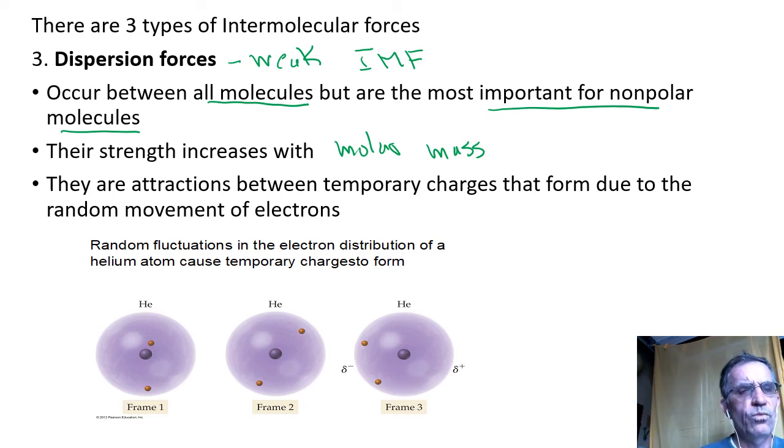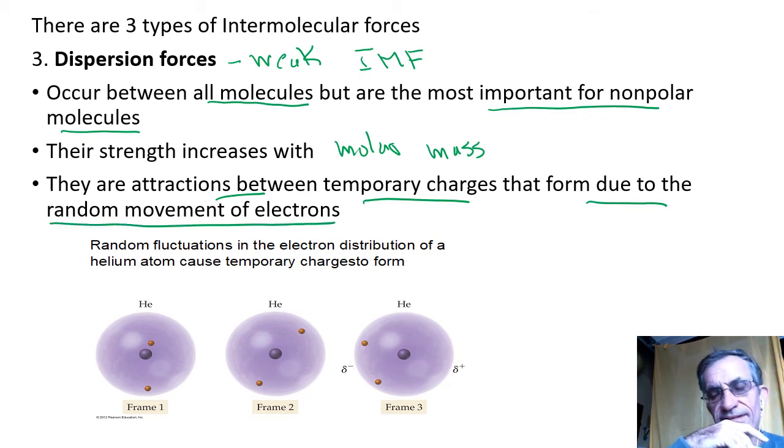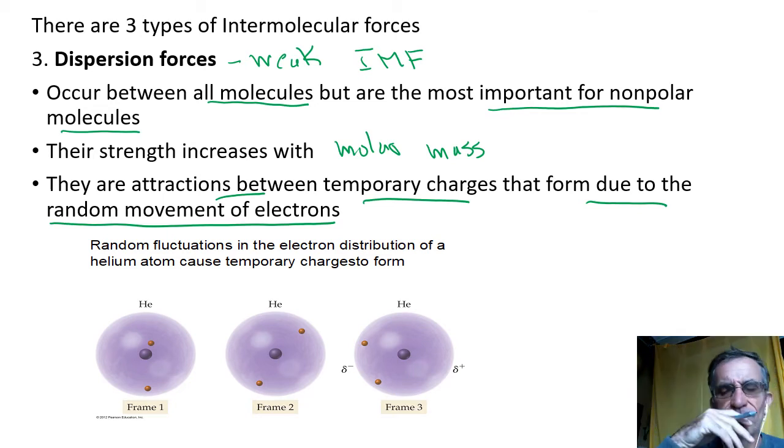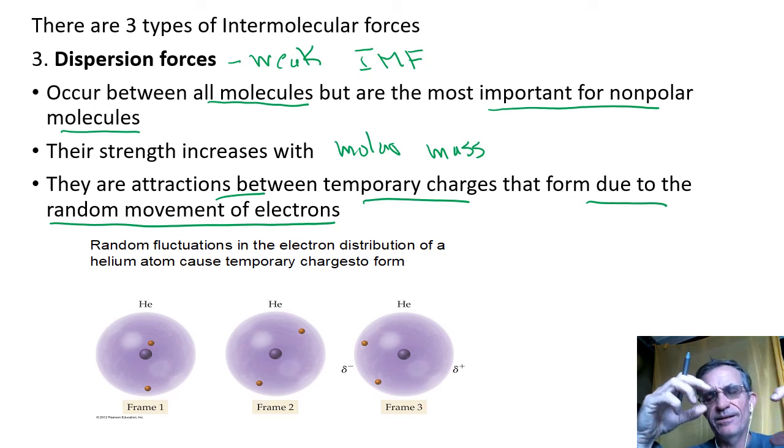So what are these dispersion forces? Well, they're the attractions between temporary charges that form due to the random movement of electrons. That might be a little confusing. What does that mean? Well, let's do a little example. A little example would be helium. If you have a bunch of helium atoms, what's going on to keep helium atoms attracted to each other? Is there anything? Well, there is.